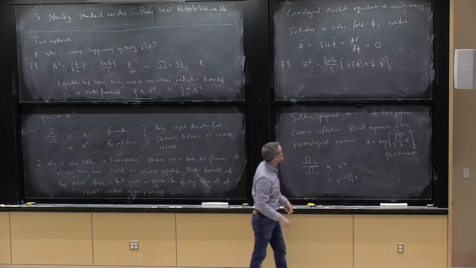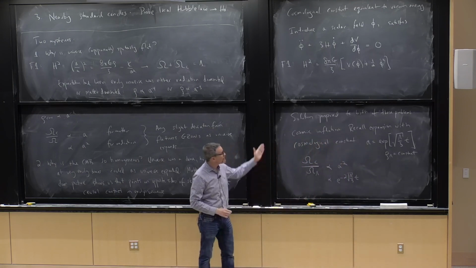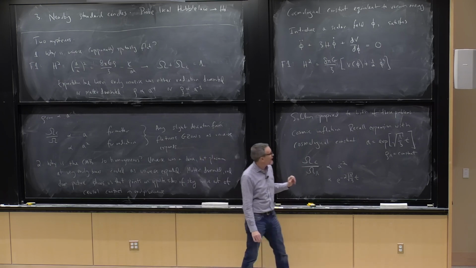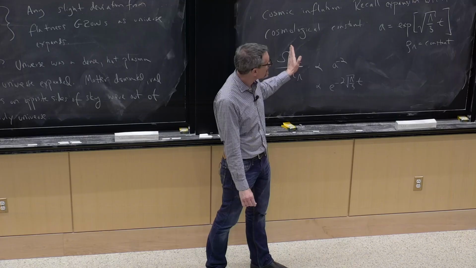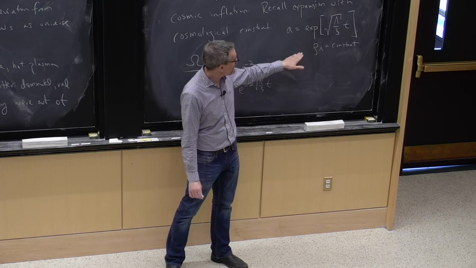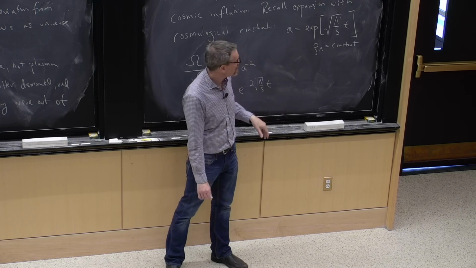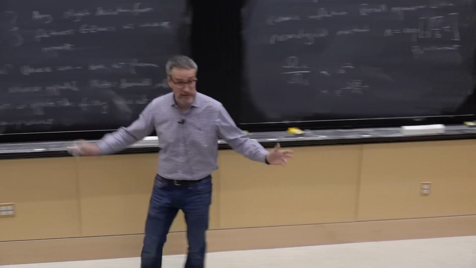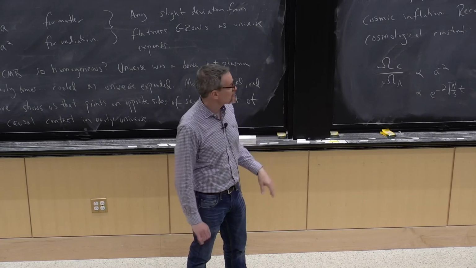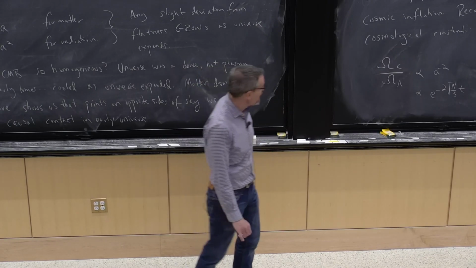A proposed solution to both of these mysteries is what is known as cosmic inflation, something that our own Alan Guth shares a lot of the credit for helping to develop. So recall, if we have a cosmological constant, then the scale factor grows exponentially. And the density of stuff associated with that cosmological constant is constant. Okay? As the universe expands, the energy density associated with that cosmological constant does not change.